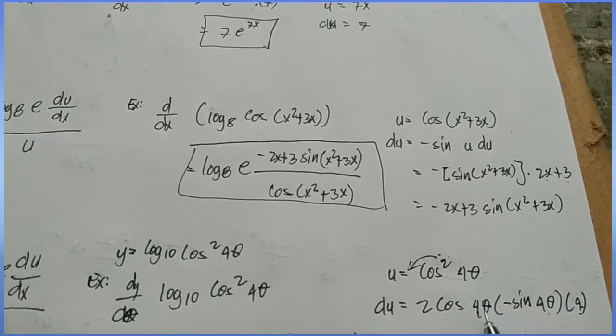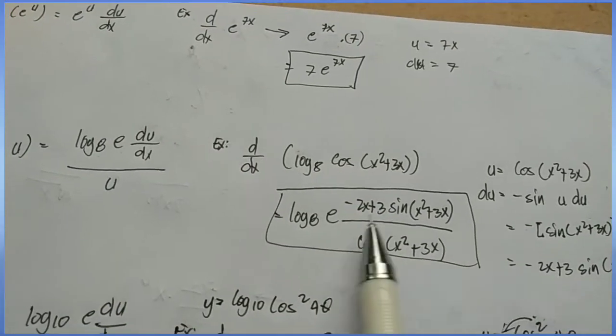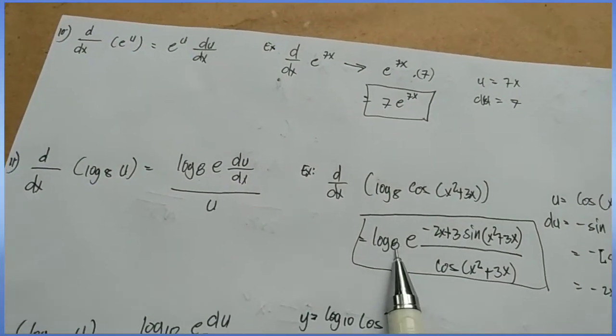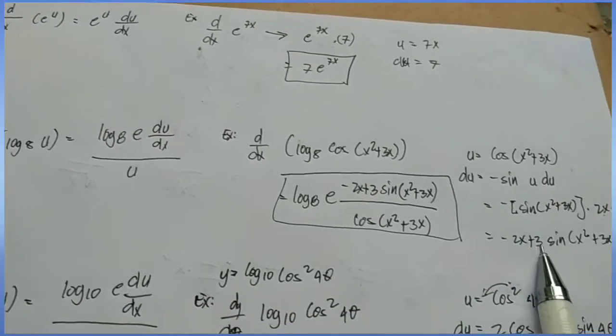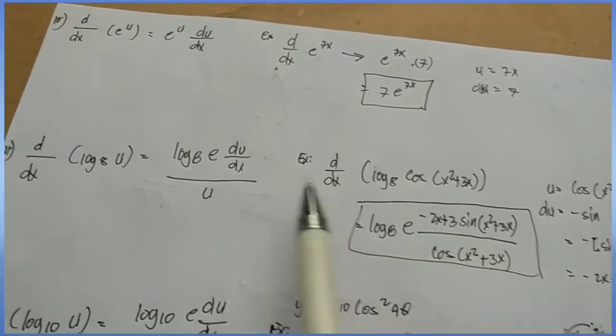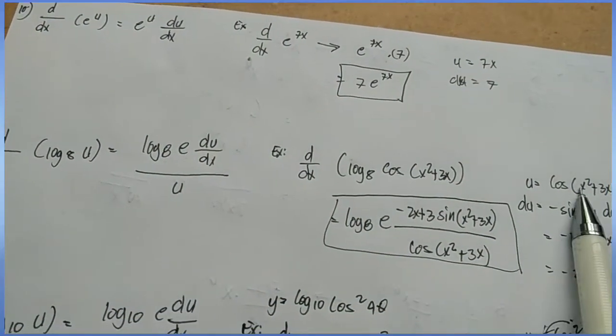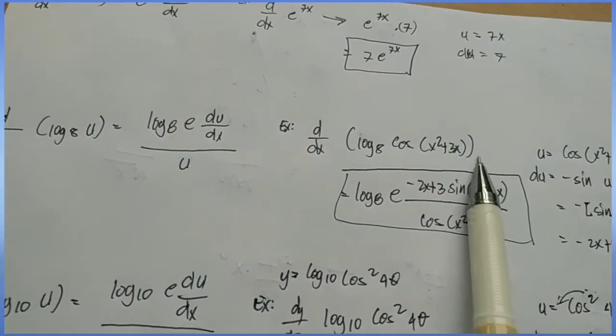So use the formula log 8 e du. Your du is 2x plus 3 sine of x squared plus 3x, all over your u. Your u is cosine of x squared plus 3x. So this is our final answer.